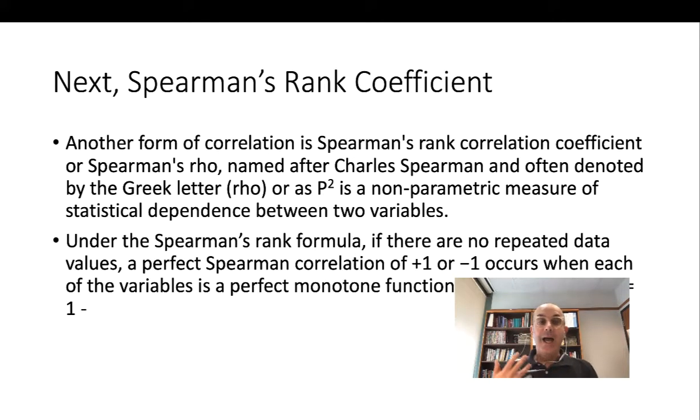The next coefficient analysis is the Spearman ranking coefficient. It is named after Charles Spearman, and it is often denoted by the Greek letter rho. In this case, it is a non-parametric measurement of the statistical dependence of the two variables. Under this formula, the value that we are looking at is +1 or -1, and we are using a capital R. Rank is usually what we are looking for.